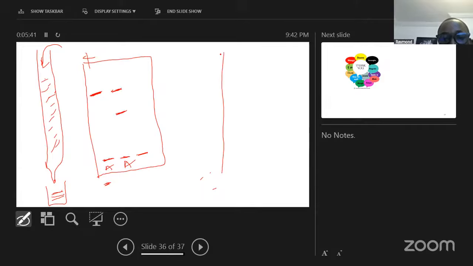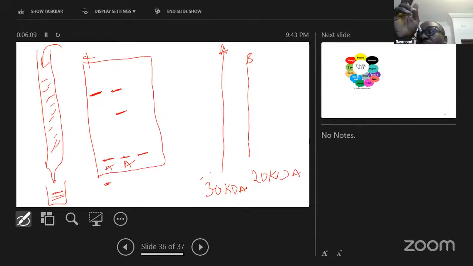Protein A and a smaller molecular weight protein, protein B. Now the small protein is 20 kilodalton, while the large molecular weight protein is what? 30 kilodalton. Now, before treatment with beta-mercaptoethanol, this is how they look.